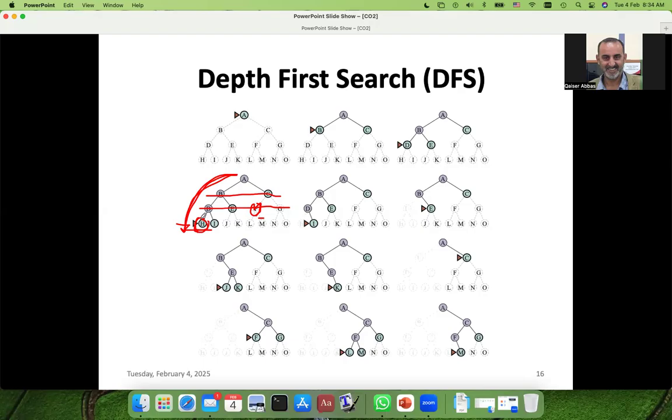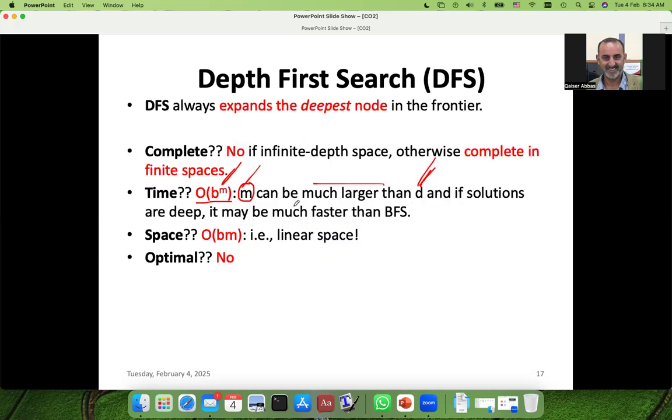So the point is, if your solution is available in depth, then DFS will provide you the solution speedily as compared to BFS, because BFS is executing breadth-wise. It would be slower if the solution was in depth. Yes, this is the worst case. This is the worst case, okay?